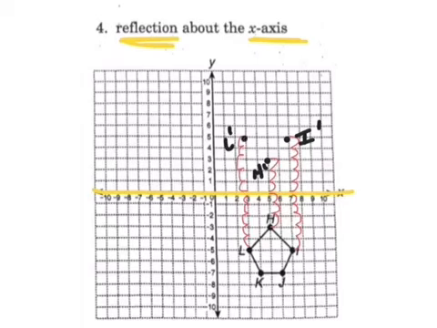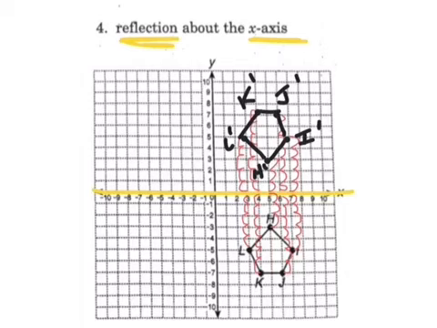Let's continue with K and J. K goes down 7 blocks, so the new K would rise up 7 blocks. And J looks like it's also down 7 blocks. So the new J is up 7 blocks. J prime. Then connect to make your pentagon. Now you don't have to have all of the squiggles that I have. I'm just showing you that on this video.